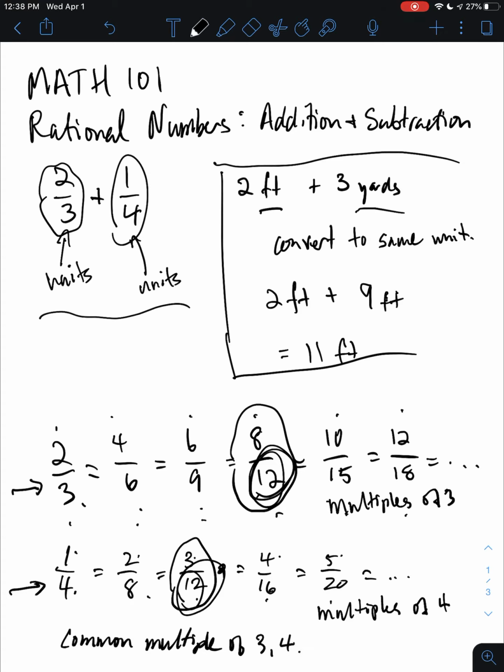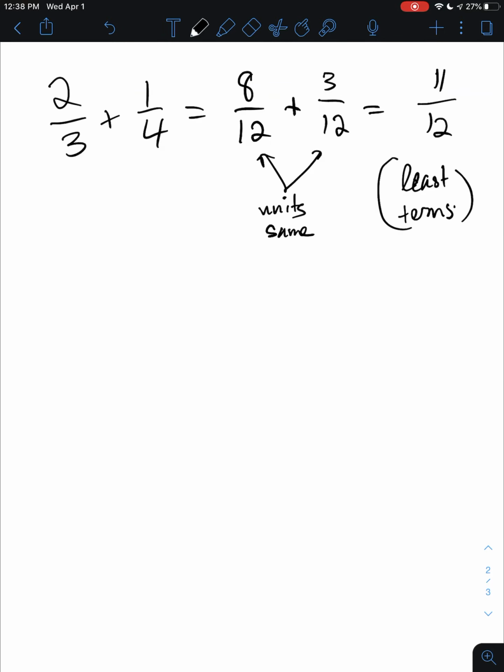And in order to keep the numbers that we're working with here as small as possible, we want to find the least common multiple of 3 and 4. So this shows us that, once again, the material that we learned in the last section is going to be useful for us as we study fractions.